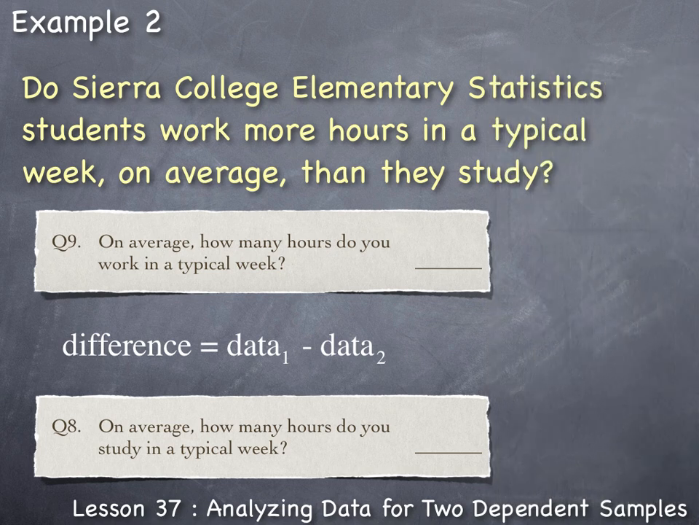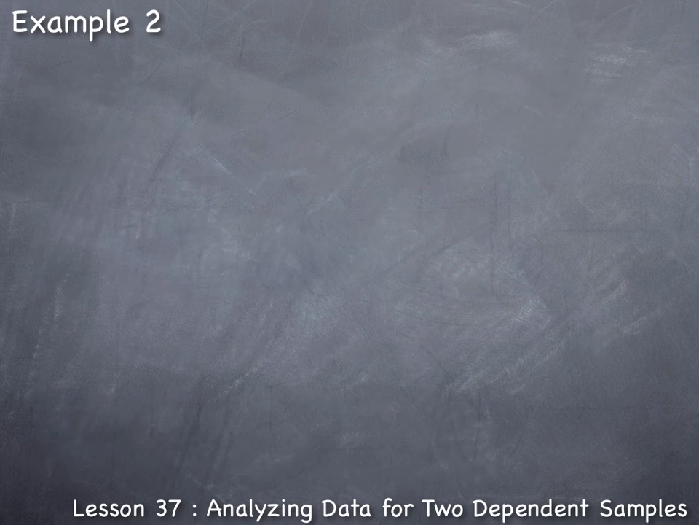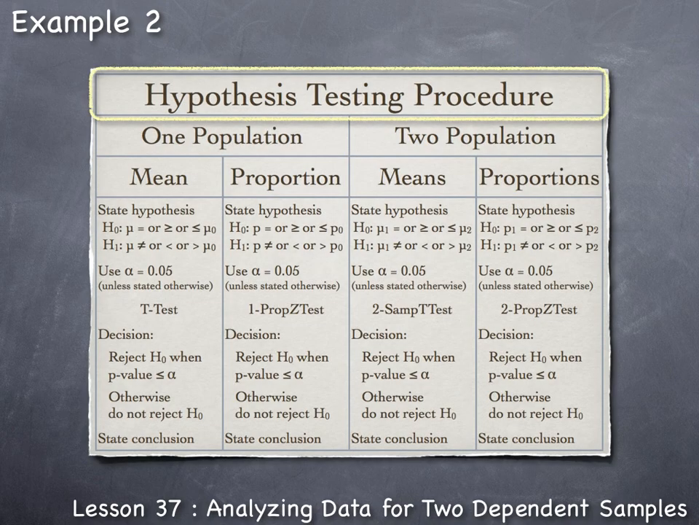Now here the question is, do the students work more hours in a typical week on average than they study? So if they work more hours, we're taking a larger data value and subtracting a smaller data value, thus resulting in a positive difference. Positive differences are values that are greater than 0. So here in the test, when we're looking at this on average, we'll be conducting a test where mu, the mean difference, is greater than 0. So we'll be conducting a hypothesis testing procedure for just one population mean.